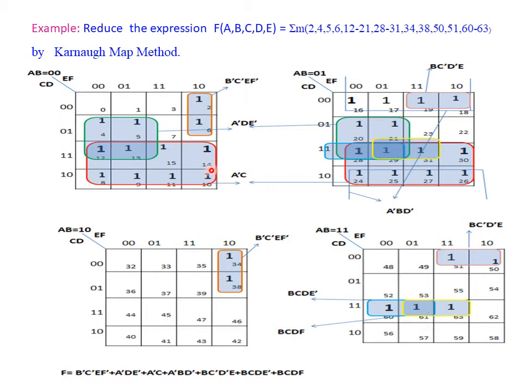And the red color grouping is common between these two maps. In these two maps, the common AB term is A bar, and here this is C. So A bar C is an answer. Now for this green color grouping between these two, A bar is common. Then here D, and the common between these two is E bar. So A bar, D, E bar.